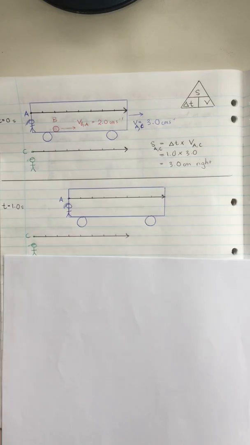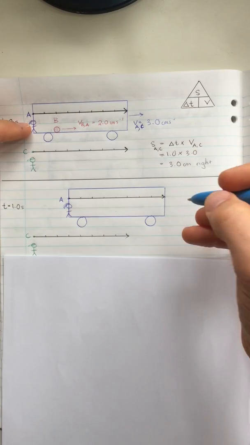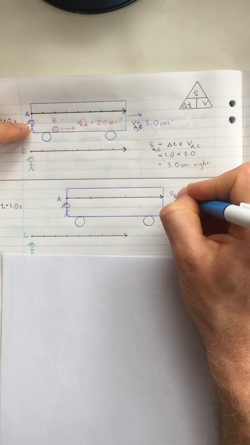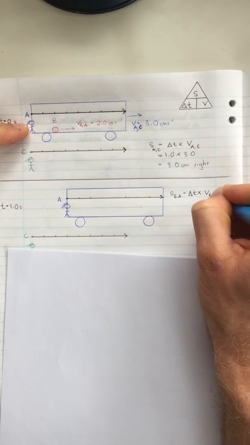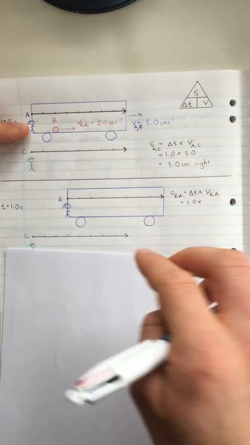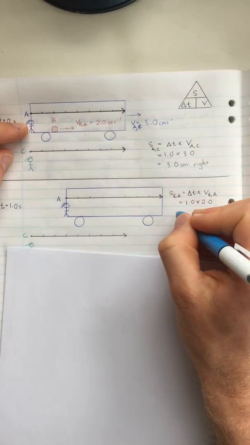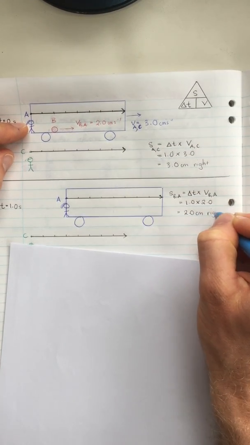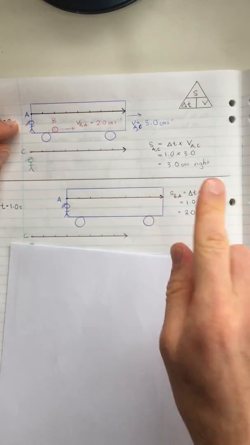Now the second thing we want to do is know how far the ball's moved. We can follow the same idea here and say the displacement of the ball relative to A is equal to the change in time multiplied by the velocity of the ball relative to A. Again, the time is 1 second. The velocity of the ball relative to A is 2 centimetres per second, which gives us a displacement of 2 centimetres to the right. And this is the displacement of the ball relative to A.